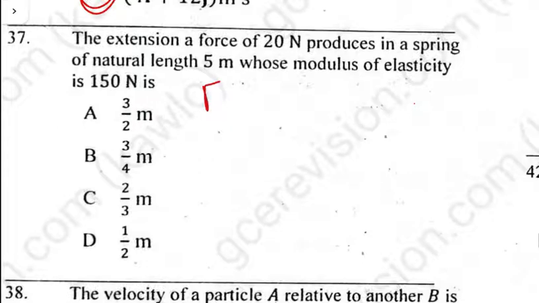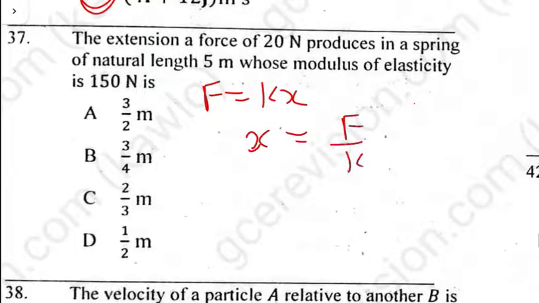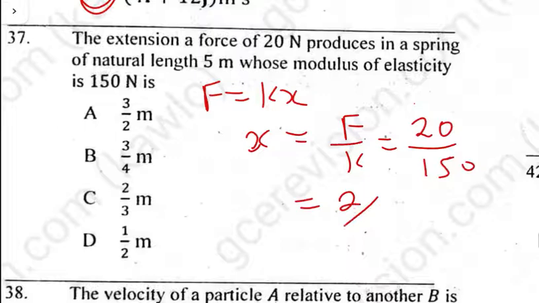You know that F is equal to kx, right? And from here we have our force is 20. Okay, so our x will be equal to F over k. So we have 20 over, what's the modulus of elasticity? 150. So it therefore means that we have 2 over 15, right? Over 15 meters.